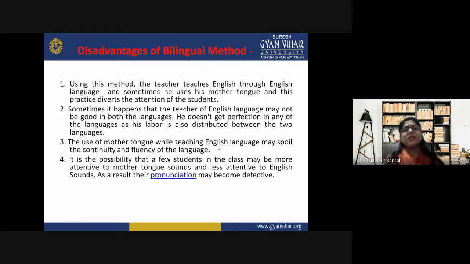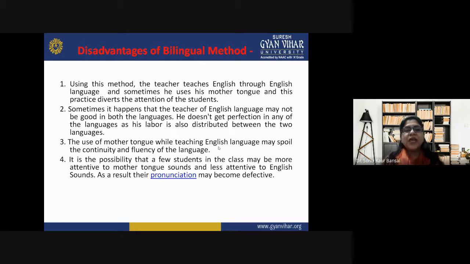and this practice diverts the attention of the students. Yes, believe me, students, sometimes it happens that continuous use of the bilingual method actually hampers the attention level of the students, who are making an effort to understand the English language in English only.